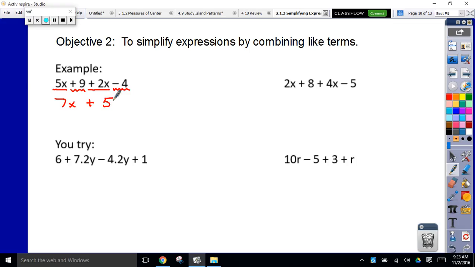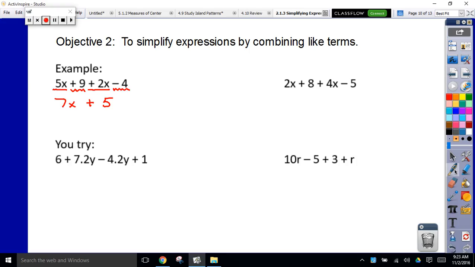We can't simplify it any further. We cannot add the 7 and the 5 together because they are not like terms. Brian, question? Where'd you get 7 x's? Because I only see 2 x's. Oh, I see. 5 x's, 5 plus 2. Yeah. Okay, next example.